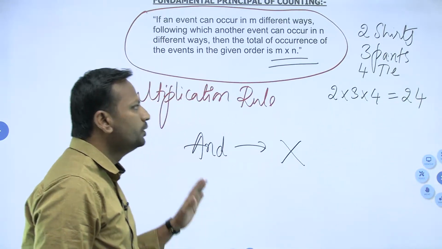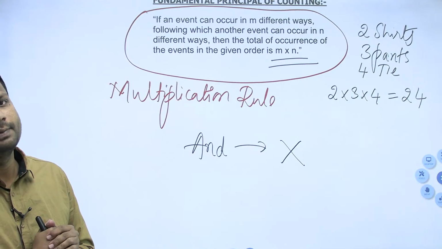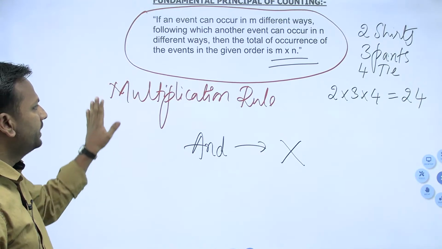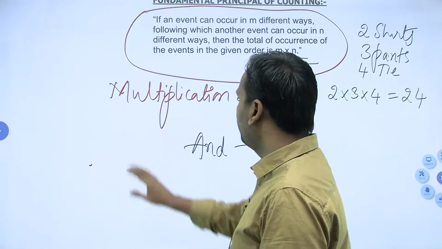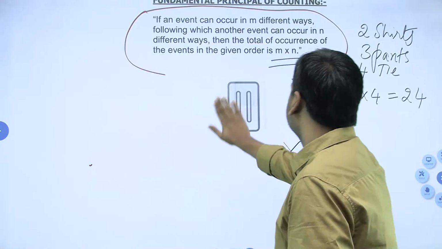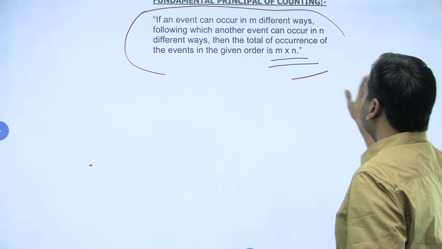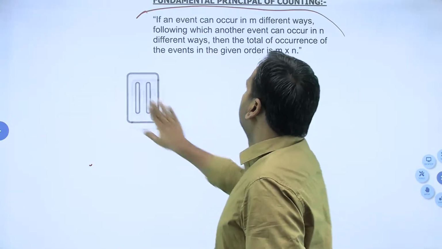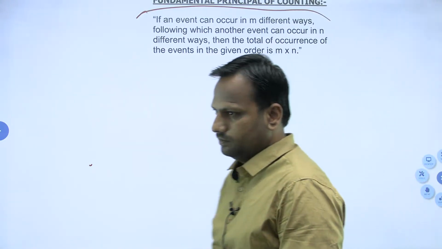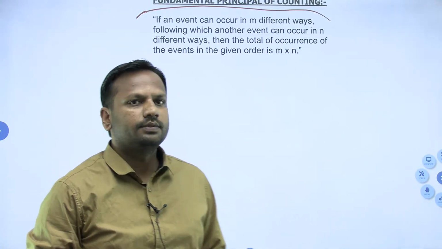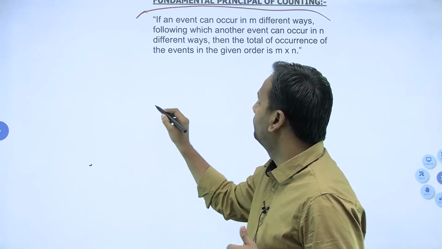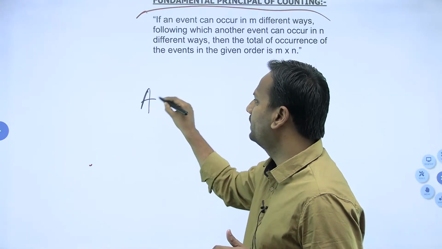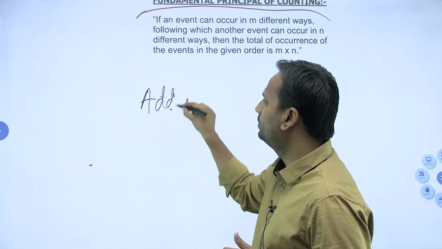Understood, students? So this is all about the multiplication rule. In the same sense, we have the addition rule also, students. What does the addition rule say? Just see.